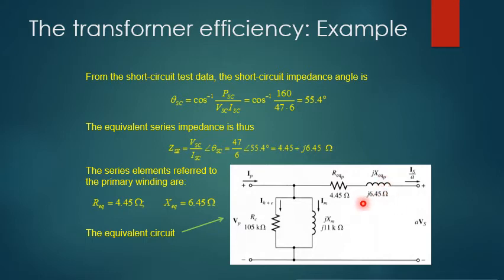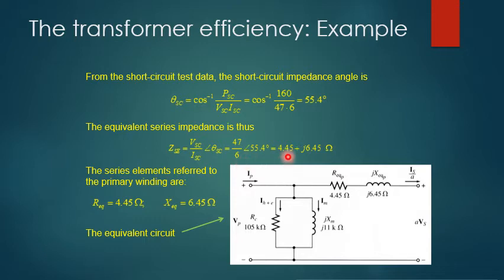We next proceed to use the short circuit test data to calculate R equivalent and jX equivalent, the total series impedance referred to the secondary side. Theta in case of short circuit would be equal to cos inverse of the power in the short circuit test divided by voltage and current for the short circuit test, and it comes out to be 55.4 degrees. The equivalent series impedance would be the voltage divided by the current in the short circuit test, with the angle theta we have already calculated: 47 over 6 with an angle of 55.4 degrees.